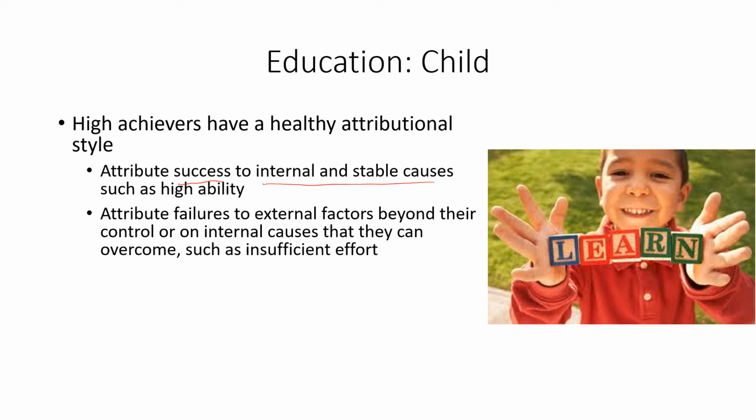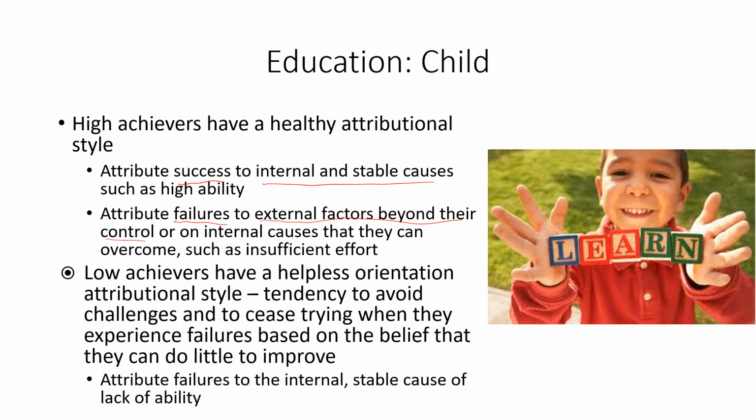their ability, their ability to study, even stuff like that. But they attribute failures to external factors that are beyond their control. Or if it's an internal cause, it's one that they can overcome through effort. So those with the high achievers, they have the attribution style of blaming their successes on something they did, something they're good at, something that's basically internal, but failures are due to something out of their control, or if it's in their control, it's something that, well, they can give more effort in the future and then succeed.